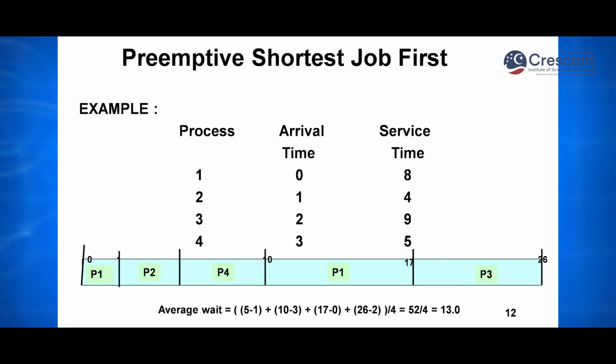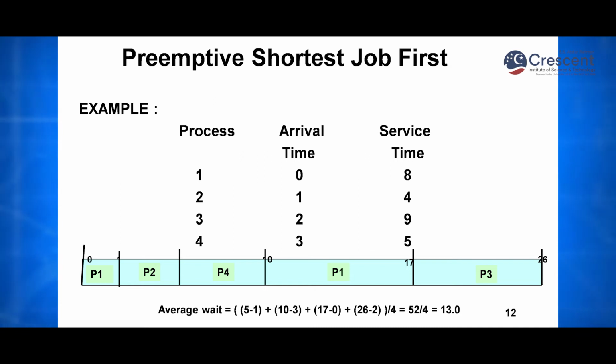Now we will see the preemptive shortest job first algorithm with an example. I have taken 4 processes and their respective arrival times and service times. P1, P2, P3, P4 are the 4 processes, the arrival times are 0, 1, 2, 3, and the service times are 8, 4, 9, 5.